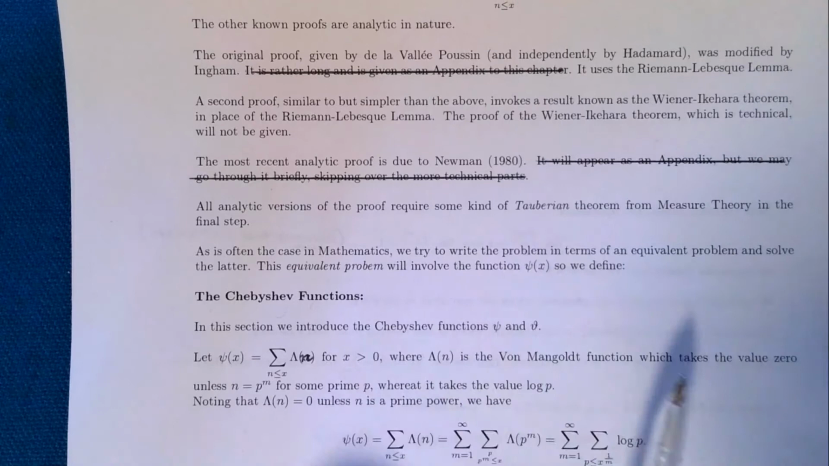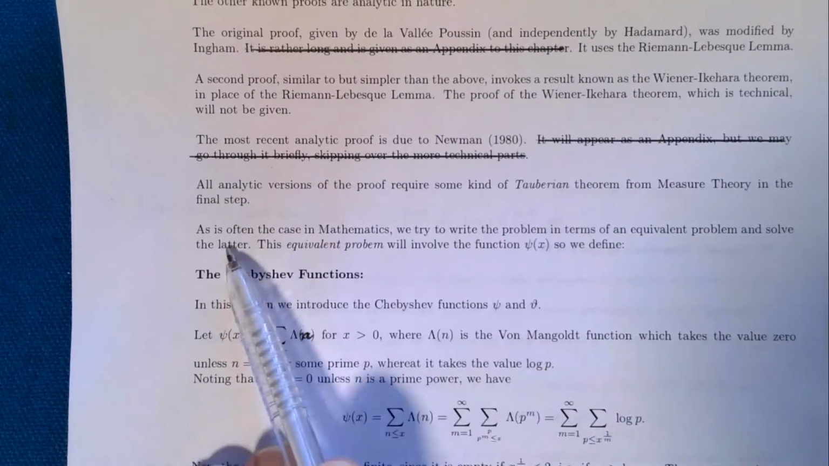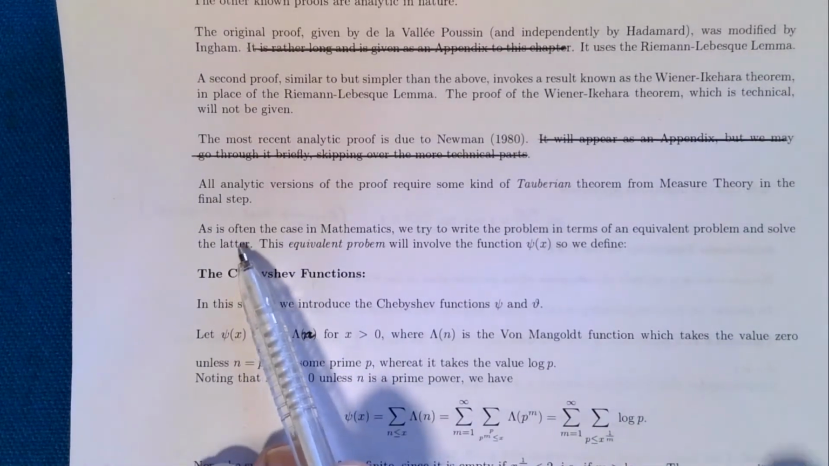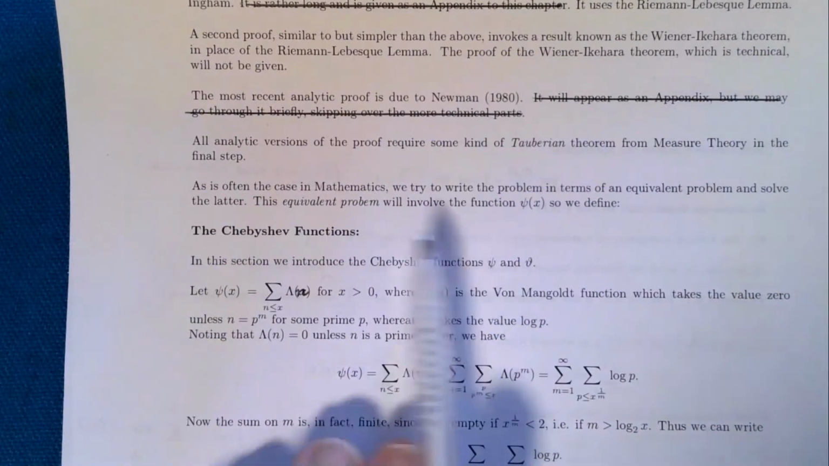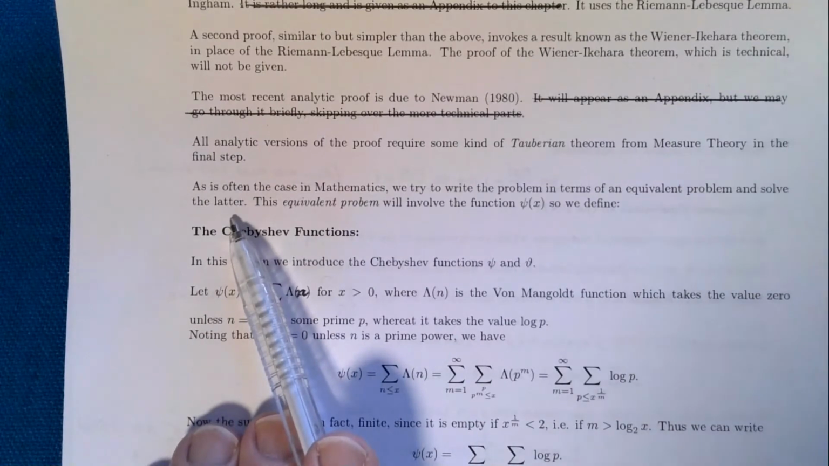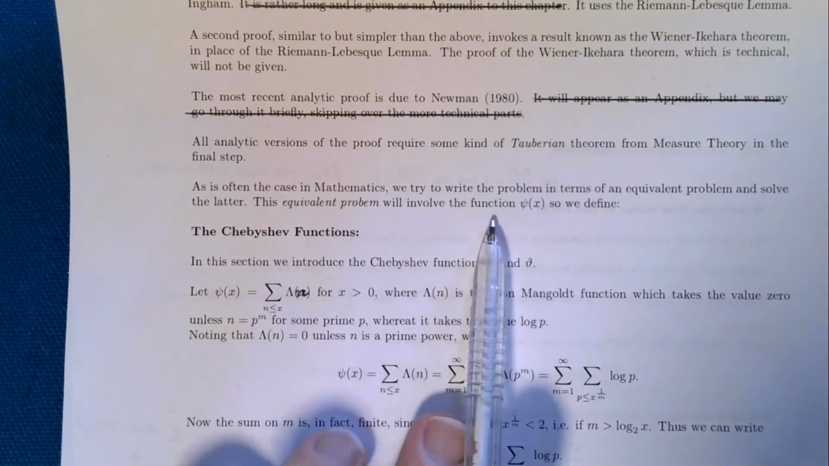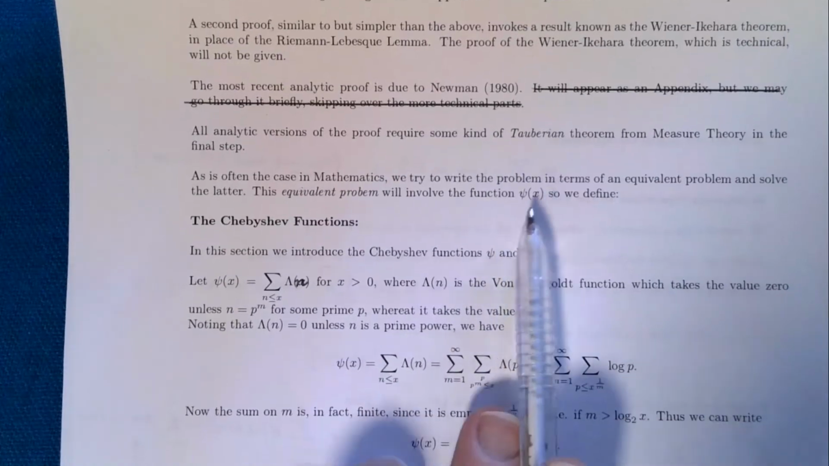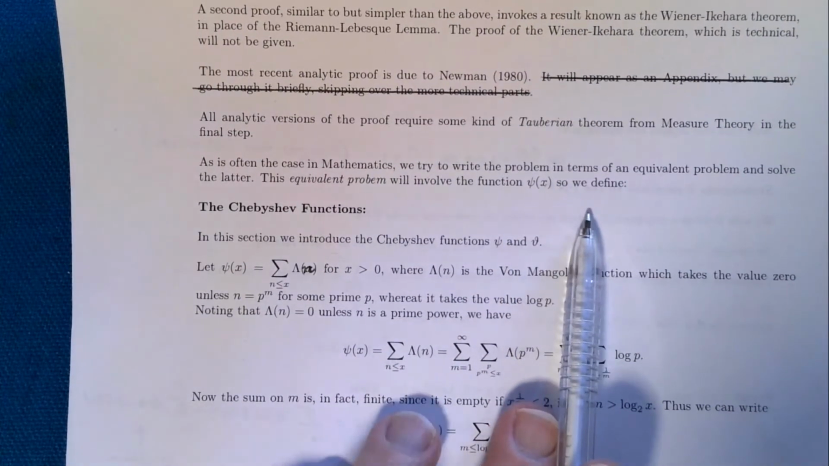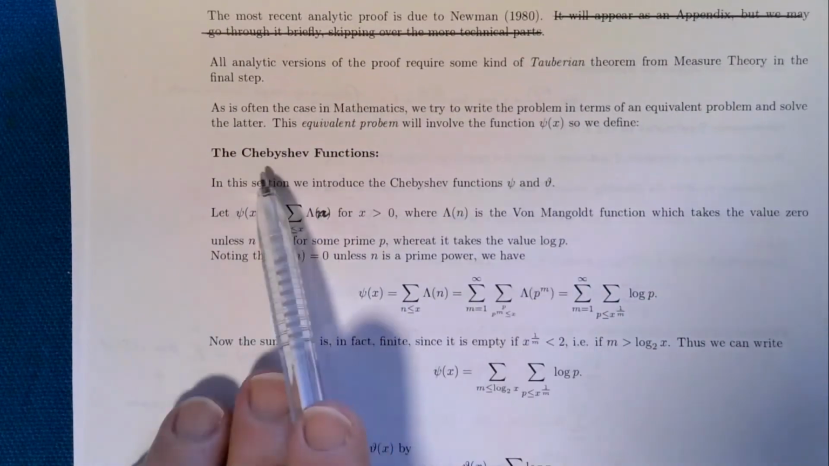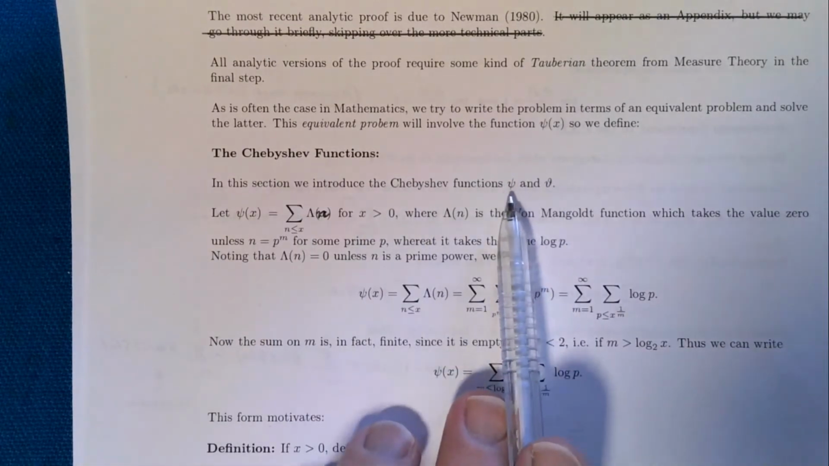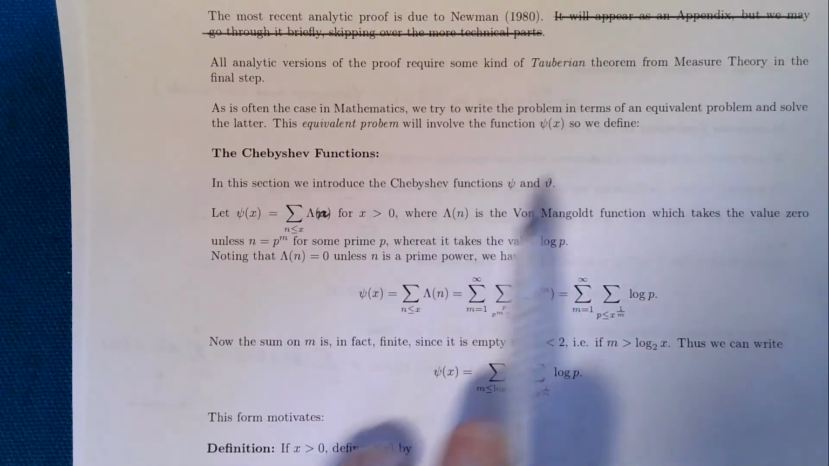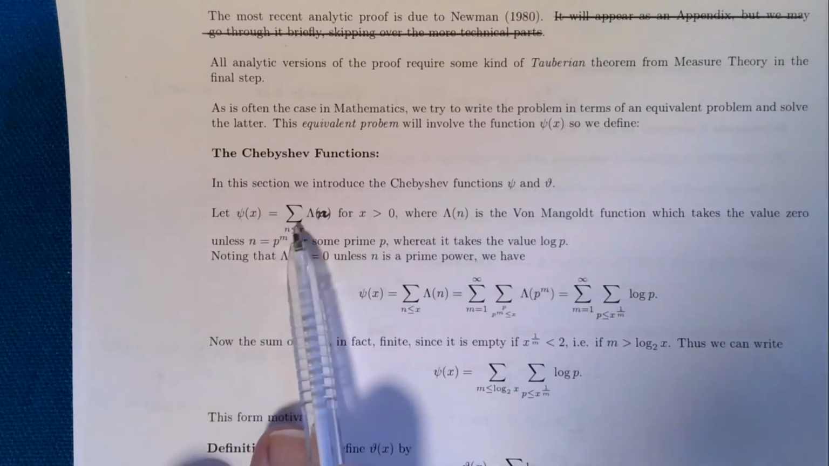So, as often happens in mathematics, we try and write the given problem in terms of an equivalent problem, and then we solve the latter. So this equivalent problem is going to involve the function psi of x, which we're going to define, and this is the partial sum of the von Mangoldt function. So we introduce these so-called Chebyshev functions, these famous functions psi and theta. So psi of x are the partial sums, as I said, of the von Mangoldt function.